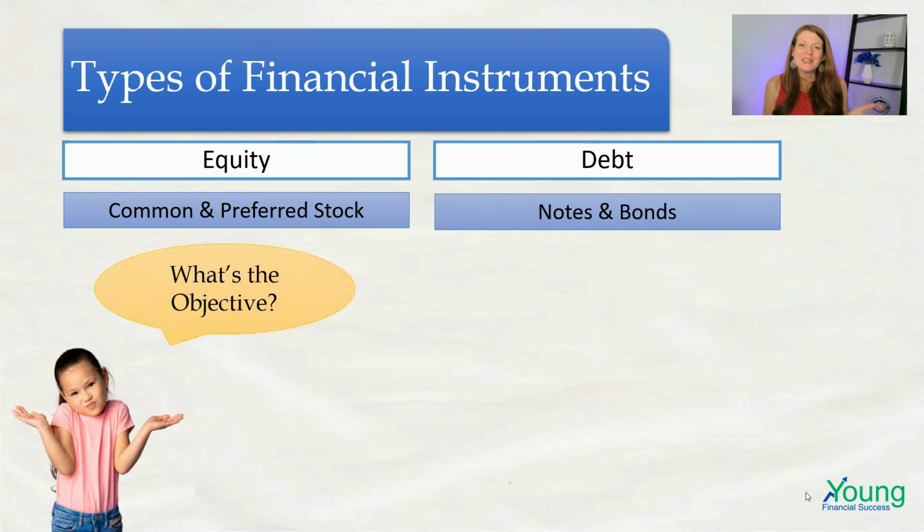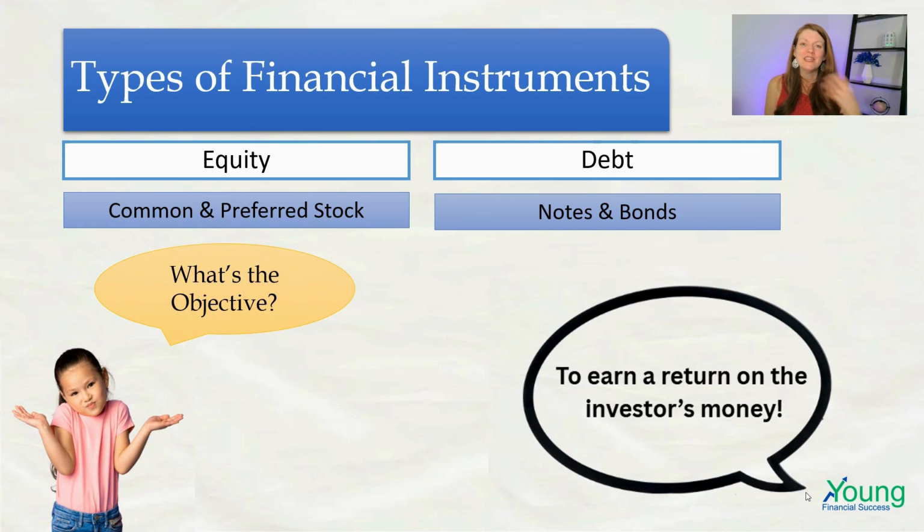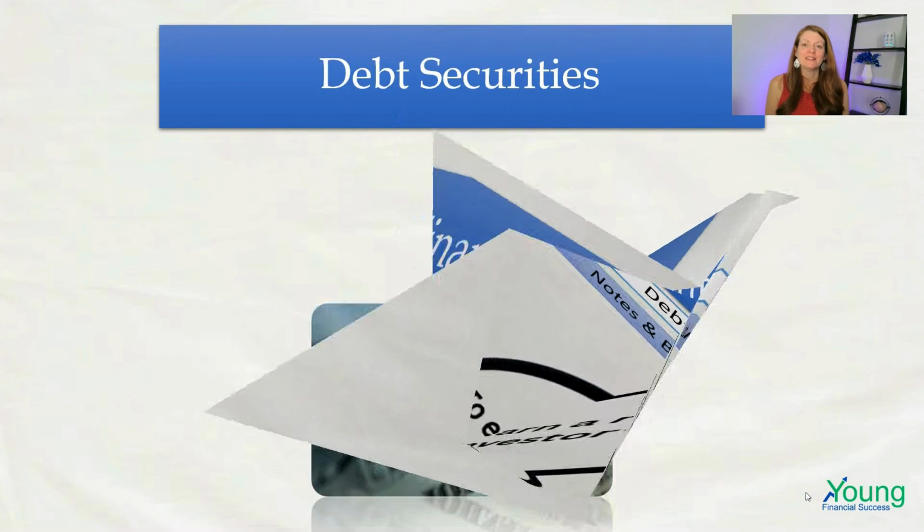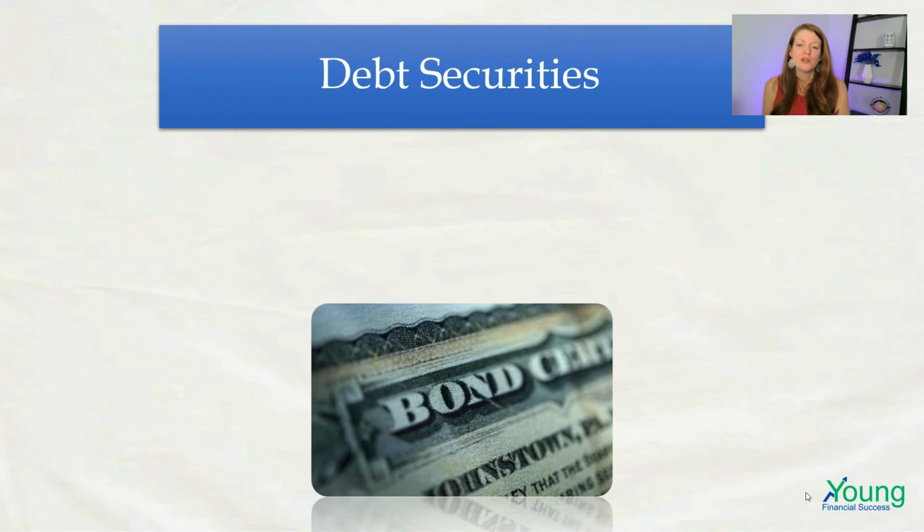So what is the objective of these instruments? Of course, as an investor, they want to earn a return on the investor's money. That is the whole purpose of us investing, is we want to make money off of our money. So let's look at how that is done with these debt securities.